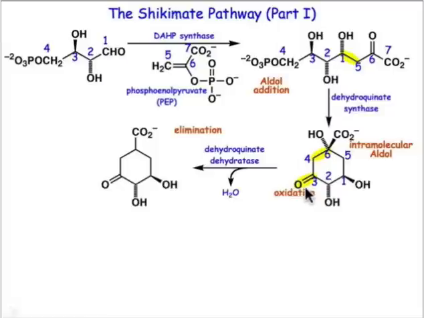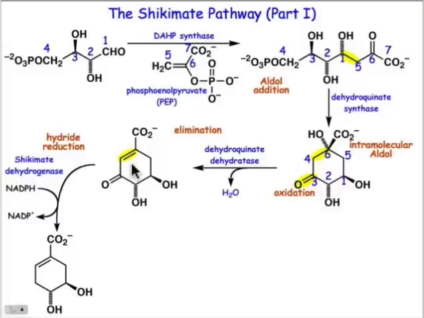dihydroquinate. Next, the enzyme dihydroquinate dehydratase removes the elements of water that come from one hydrogen on position 4 and the OH group on position 6. So we eliminate water across the 4-6 carbon bond to make a carbon-carbon double bond.